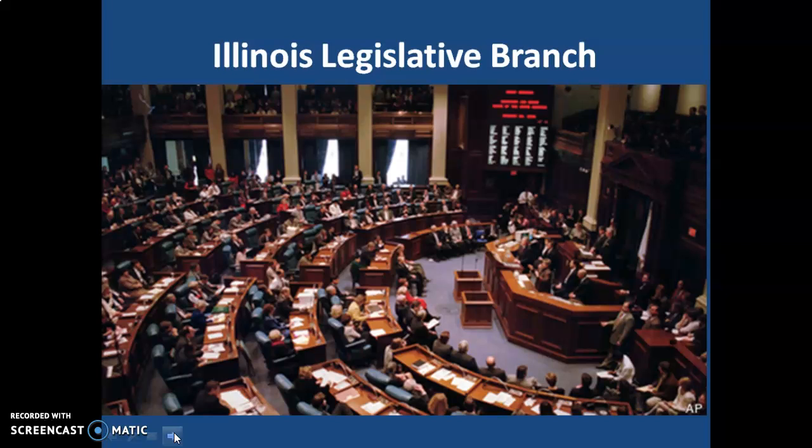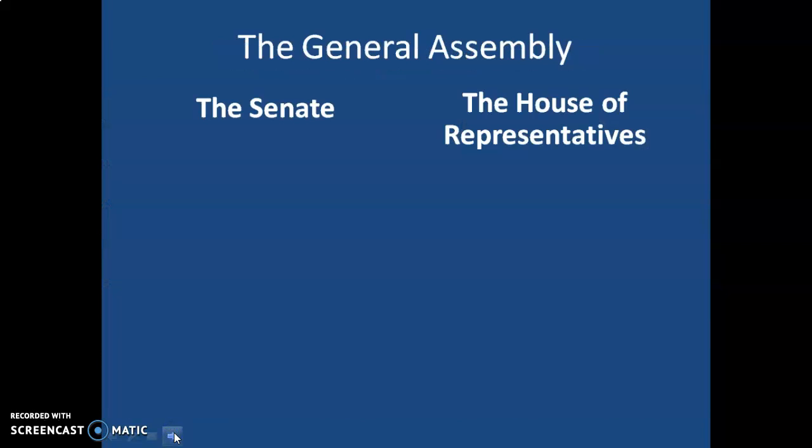Well, without further ado, let's go ahead and get started with the Illinois legislative branch. We have a bicameral legislature in Illinois. Bicameral, two chambers, and of course the two chambers are the Senate and the House of Representatives. So let's look at the characteristics of each of these chambers, and we'll start with the Senate.